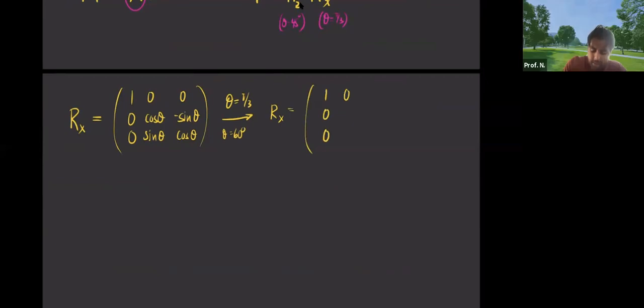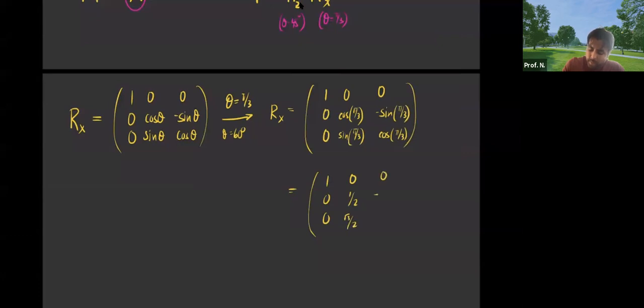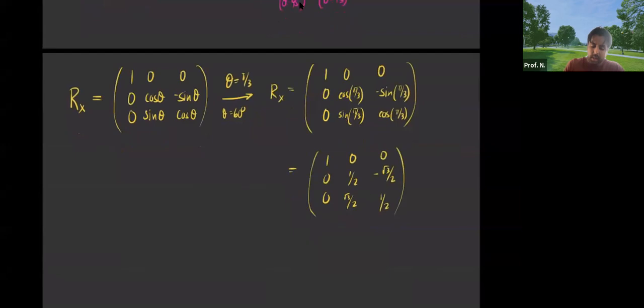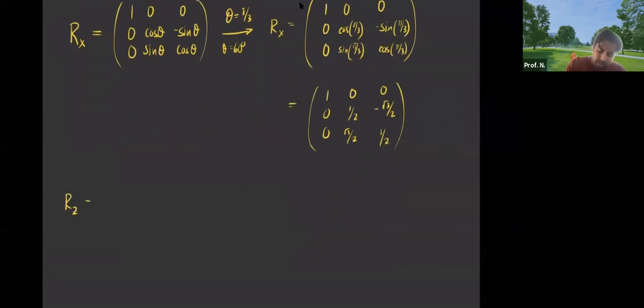No, yeah. So this is cosine of pi over 3. This is sine of pi over 3. This is 0, negative sine of pi over 3. And this is cosine of pi over 3. Which would give me what? 1, 0, 0, right? This would be 0. Cosine of 60 is 1/2. Sine of 60 is rad 3 over 2. 0, negative rad 3 over 2, and 1/2.